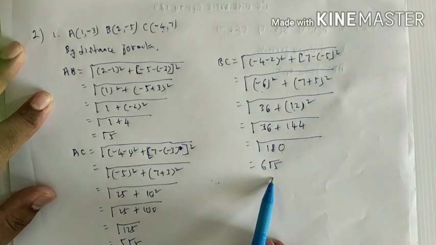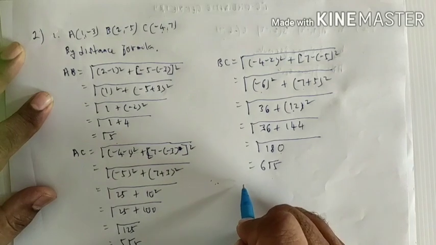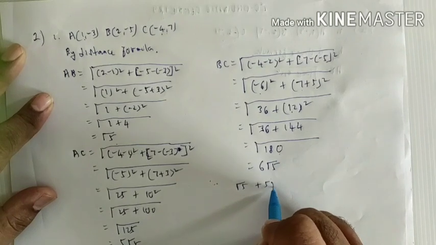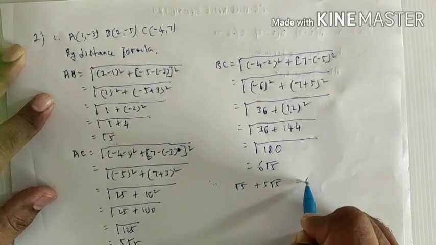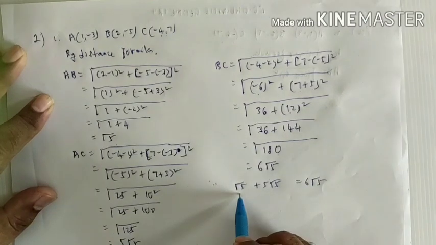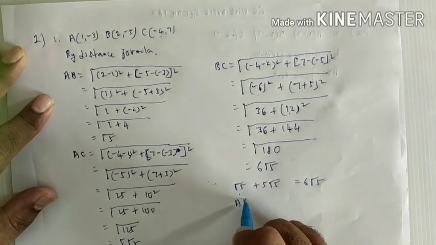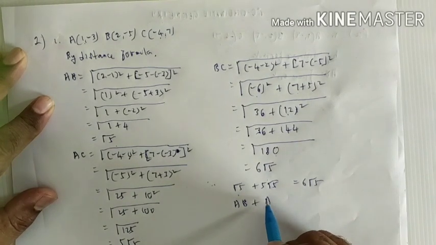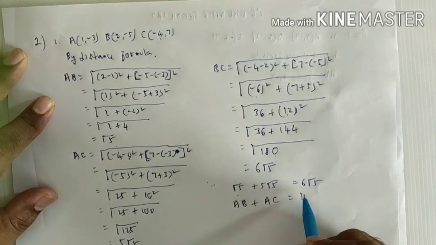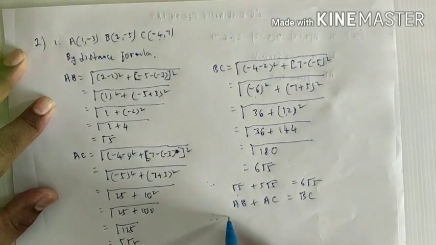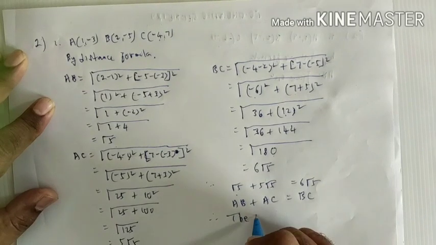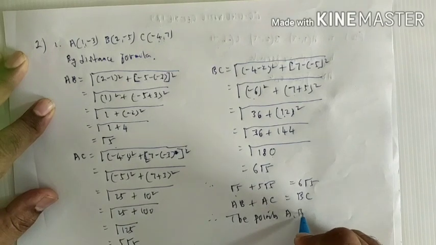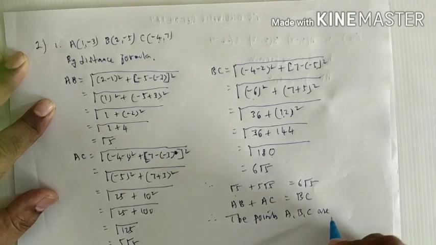Now here see, this is root 5, this is 5 root 5, this is 6 root 5. Therefore, we get here root 5 plus 5 root 5 is equal to 6 root 5. What is root 5? Root 5 is nothing but AB, and 5 root 5 is AC. It is equal to BC. Therefore, the points A, B, C are collinear.